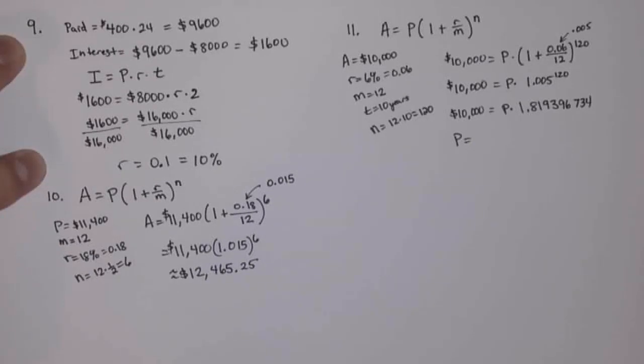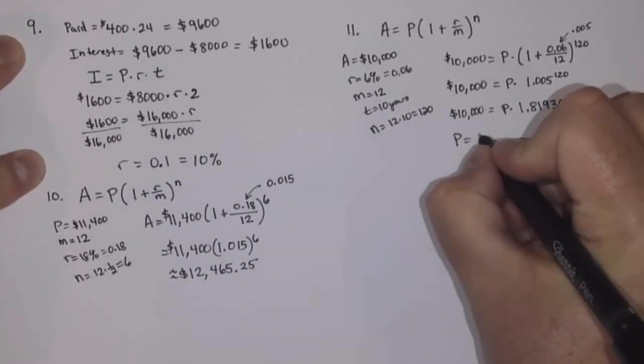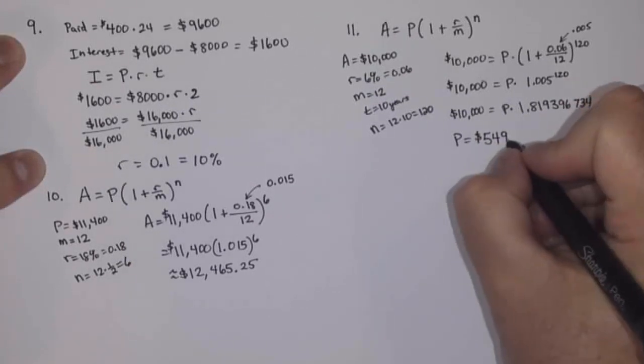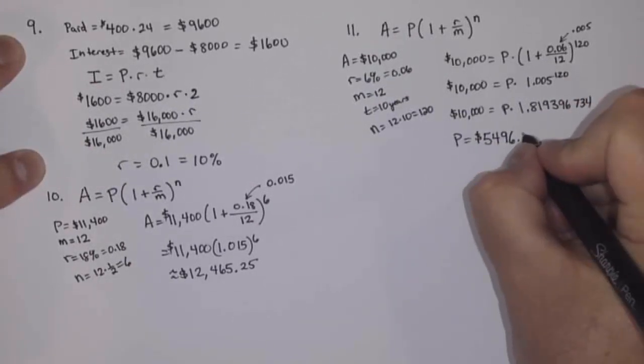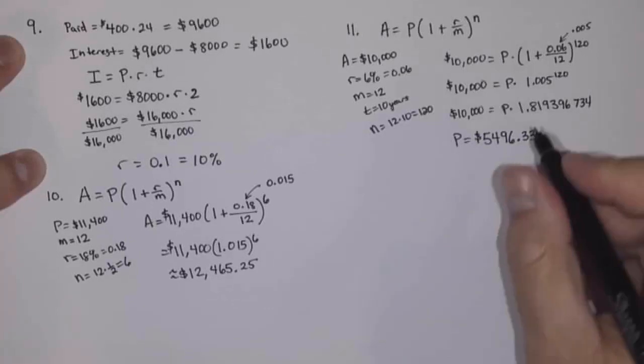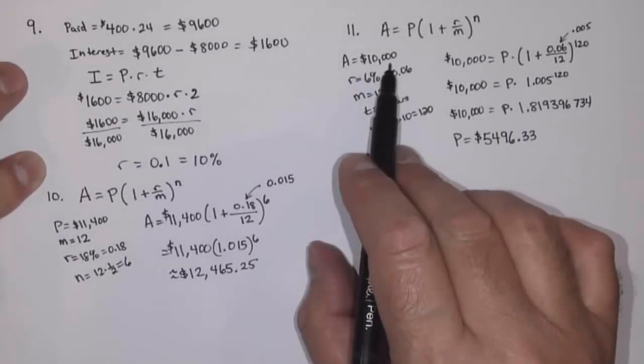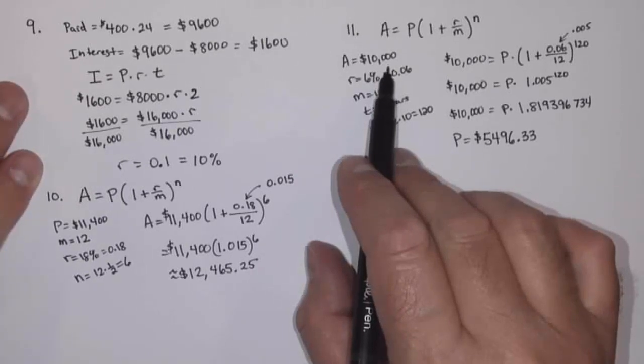$5,496.33 if we round. So right now she would need to put in a lump sum of $5,496.33 in order for that to grow to be worth $10,000 in 10 years.